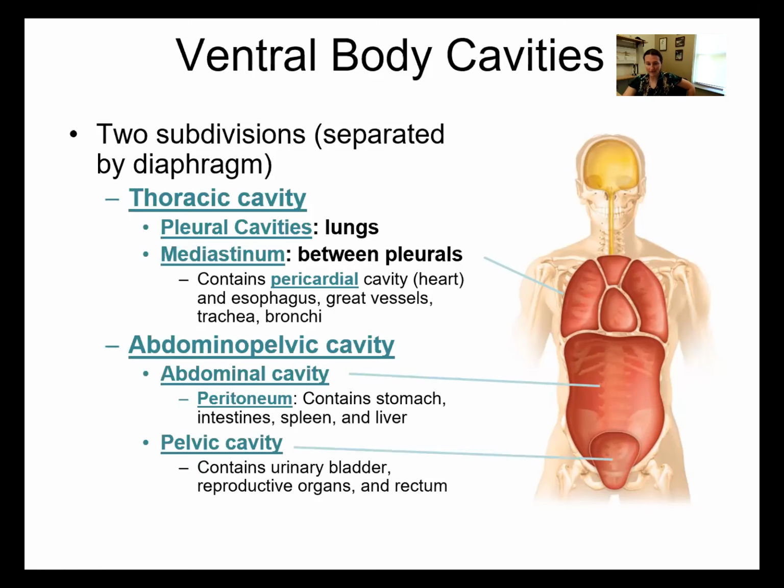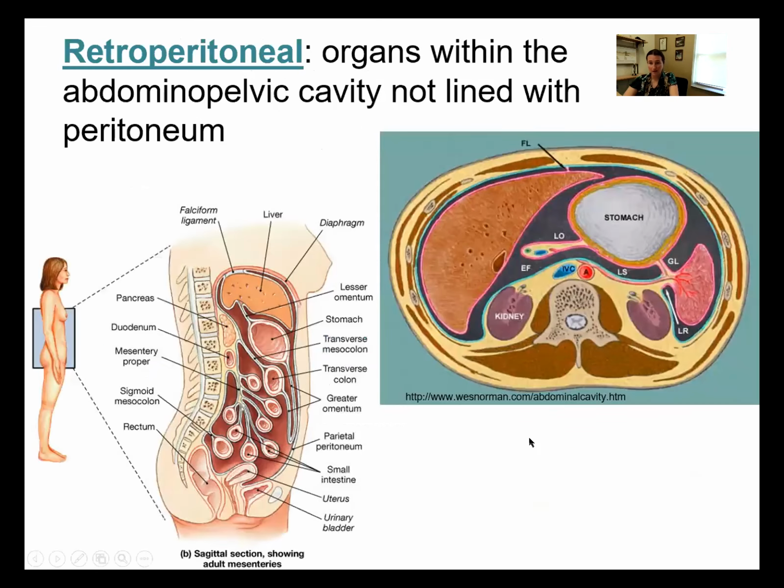And the pelvic cavity. This contains most of the urinary structures as well as the reproductive organs. Okay. Collectively, abdominal and pelvic cavities are called the abdominopelvic. And retroperitoneal. This is a term that refers to organs that are not actually surrounded by the peritoneum, this third and final serous membrane.